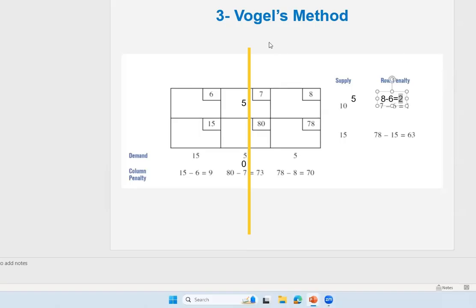So which column or row has the highest penalty out of all of these? It's 63. In this column, which one has the lowest cost? That one, 8. What's the minimum of 5 and 5? It's 5. So move it here. If you do that, this becomes 0.